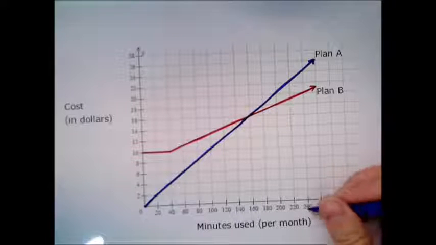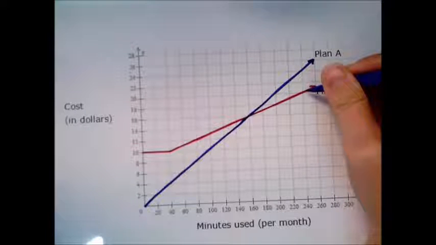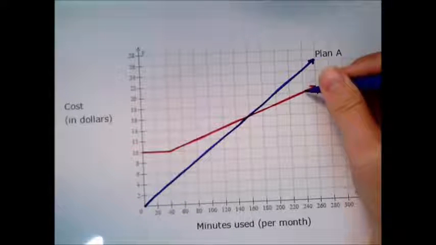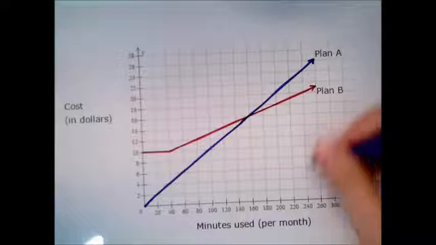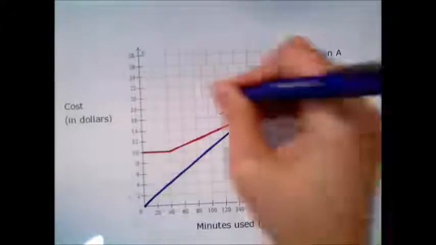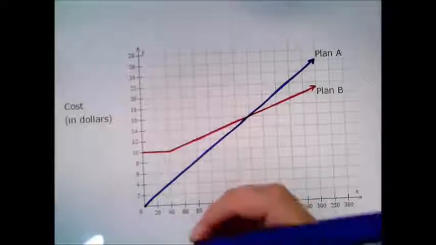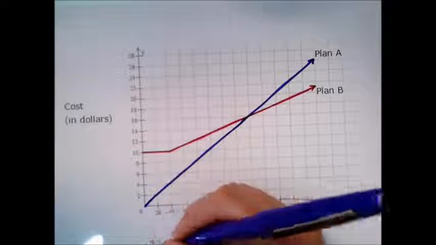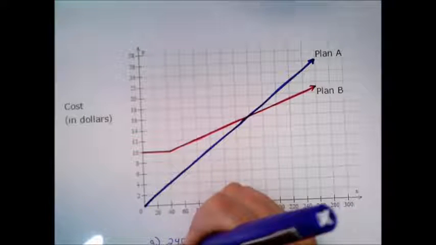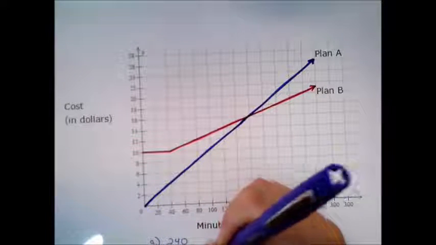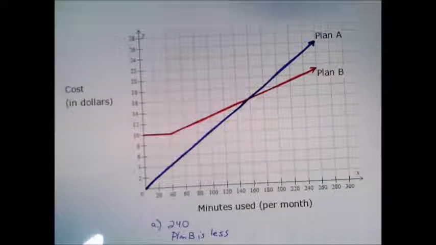So let's go over to the graph and we'll find 240 and we'll follow it up. And you can see, and here you don't even necessarily have to say what the value is. We can look over here and see what the cost is, but we can definitely see that at this place, B is less than A, right? This one only goes over to maybe 18, the other one's in the 20s. So for 240 minutes, so if you are talking for 240 minutes, plan B costs less.